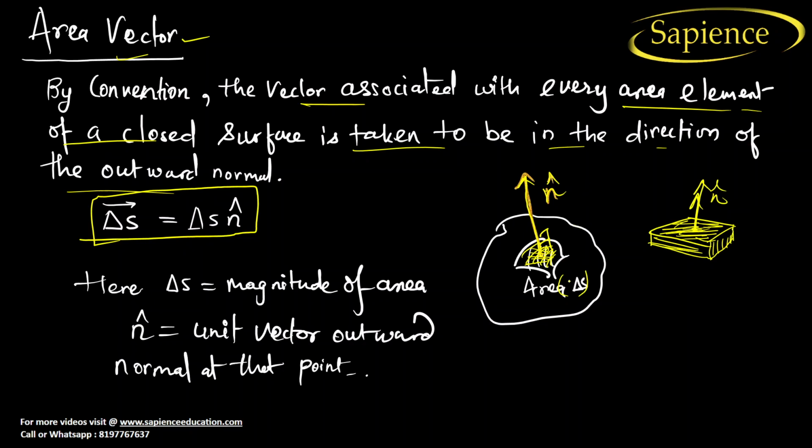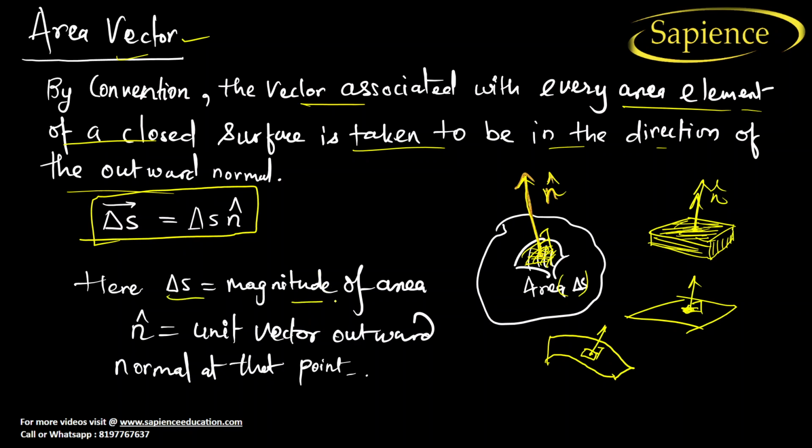I hope you have understood this, because everywhere if you want to find the direction of the area, what you have to do is take a normal on that area, any type of area. Suppose this is an area, right? You are seeing, you want to find the direction of this area, so this will be the direction of the area.